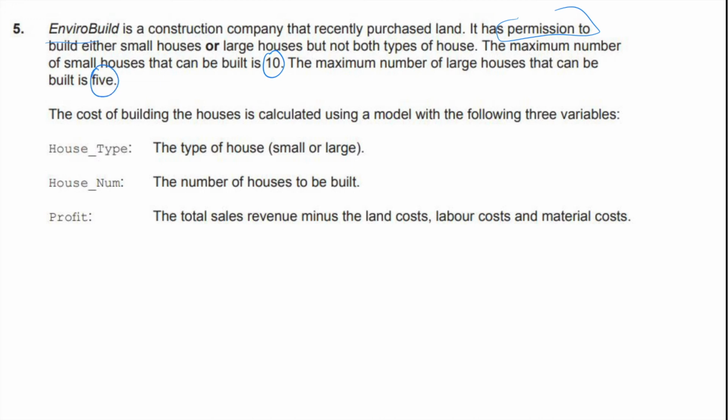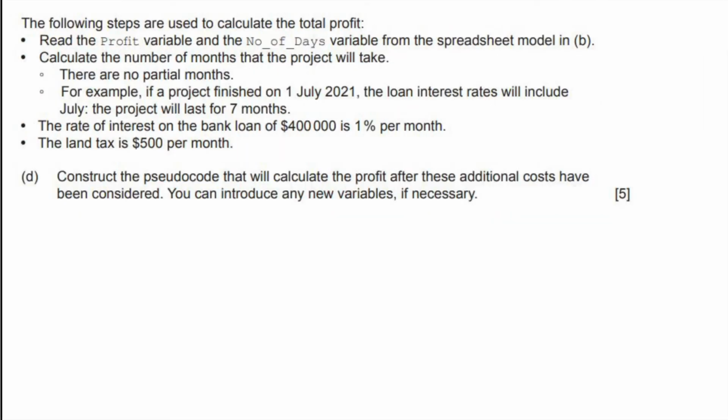We've got 3 variables. One is the house type, the number of houses to be built, and the profit, which is total sales revenue minus land costs, labor costs, and material costs. Now, if we look at our pseudocode problem, the following steps are used to calculate the total profit. We read the profit variable and the number of days variable from the spreadsheet model in B, which you can go ahead and look back to if you want to, but we just need to read the variables from there.